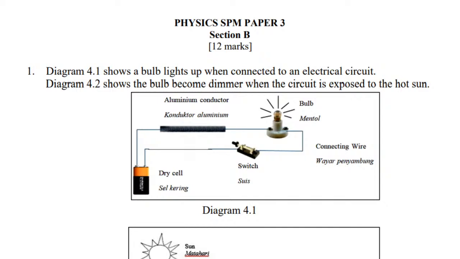So if BL students, it means that we are repeating what we have learned in class, but cikgu summarizes what we have discussed. Okay. Alright, so tonight we'll be focusing on paper 3, section B.